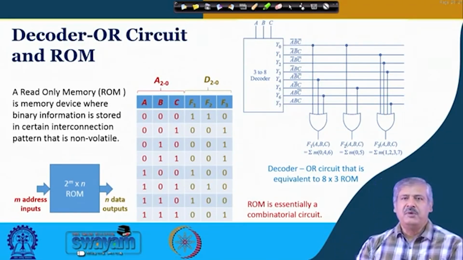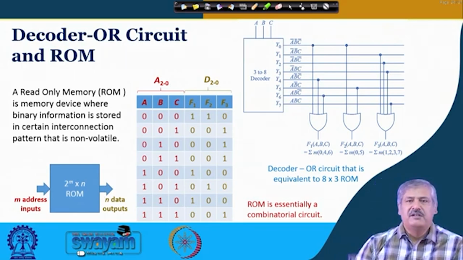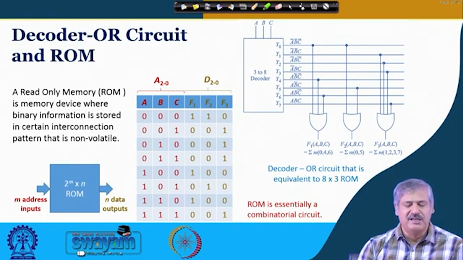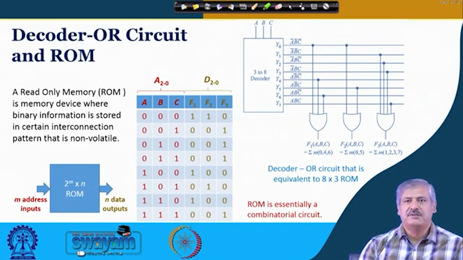In read only memory, the binary information is stored in a certain interconnection pattern. What that interconnection pattern is, we shall see shortly, and this pattern is non-volatile, unlike RAM, the kind of thing that we had discussed before. So, even if the power is off, once it is written by the developer or programmer in programmable ROM, or at the factory end in standard ROM, it will remain available for reading, because the pattern is ingrained in that memory block.